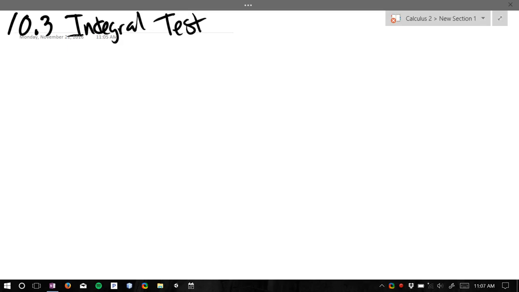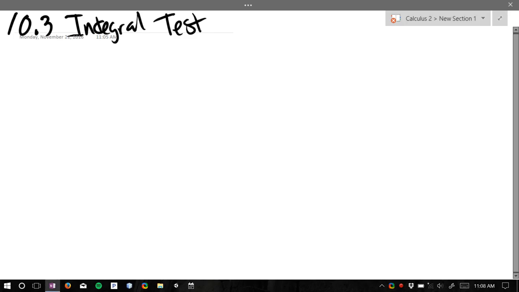Area under a curve, where the height of each rectangle is going to be represented by the value of each term in our series. So we're going to estimate the area under a curve with an integral.